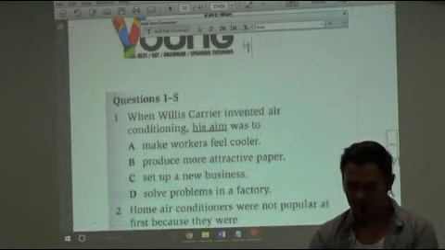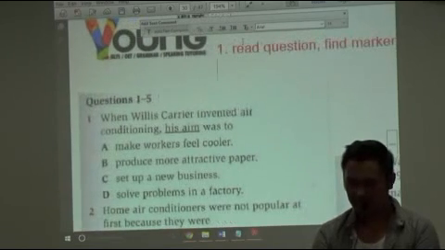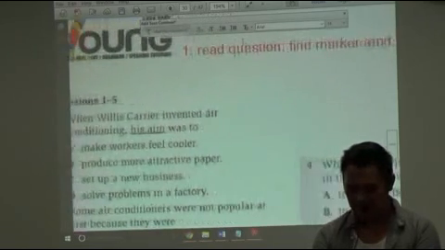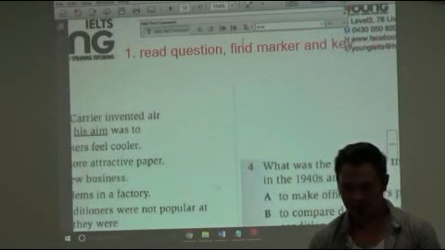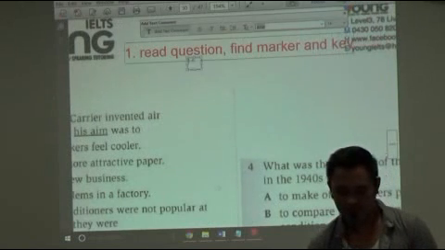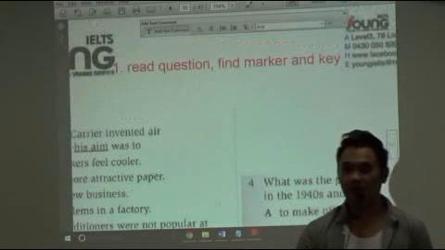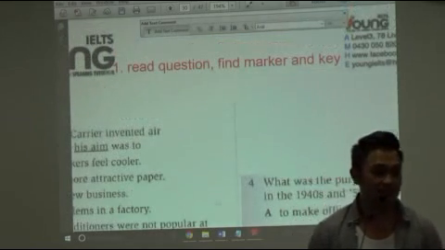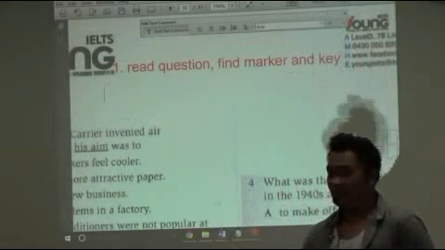Step 1. Read the questions and you need to find your marker and your keywords. So always step 1, don't read the passage first. Go to the question, find your marker, and find your key.